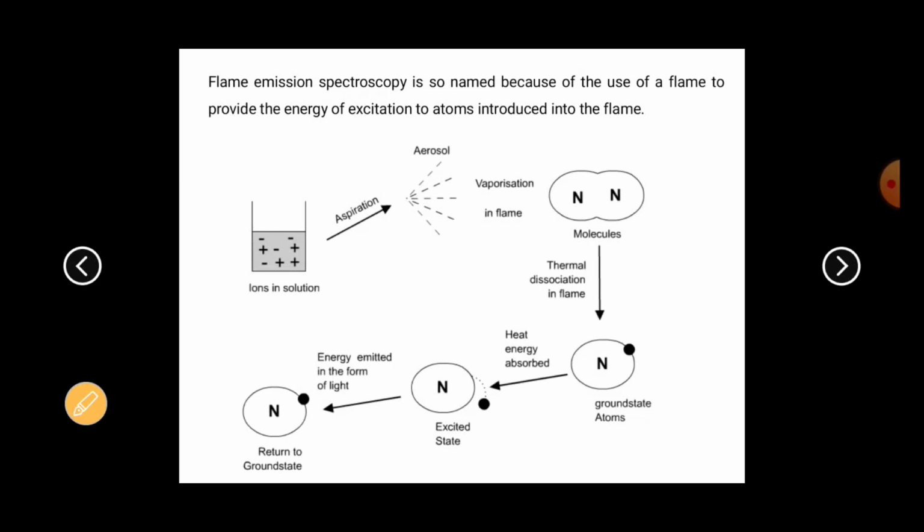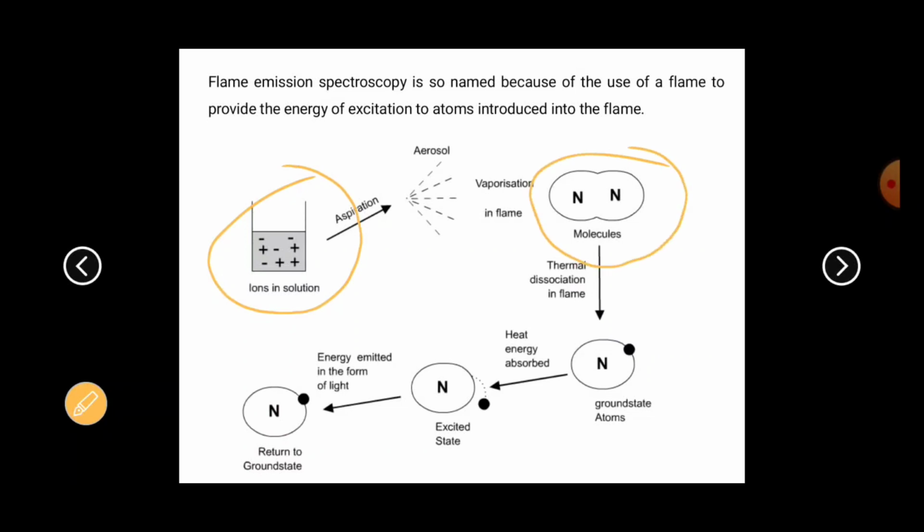As the excited state is not stable, these excited atoms return to the ground state with the emission of radiation of specific wavelength. Here you can observe the diagram. This is the sample solution which is sprayed onto the flame and produces a fine residue, leaving the solvent in the droplets. And this fine residue is converted to neutral atoms, you can observe.